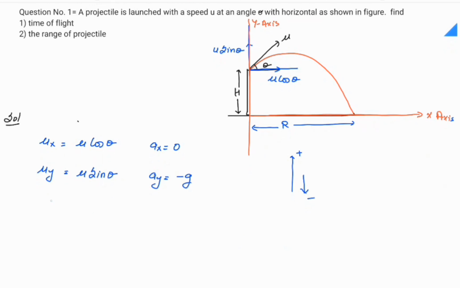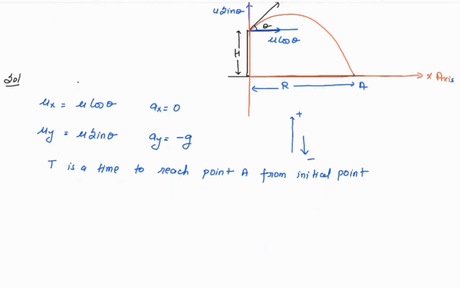Okay, let us consider capital T as a time to reach some point A from the initial launch point. Or you can say T is the time of flight for the projectile. And how do we calculate the flight time?